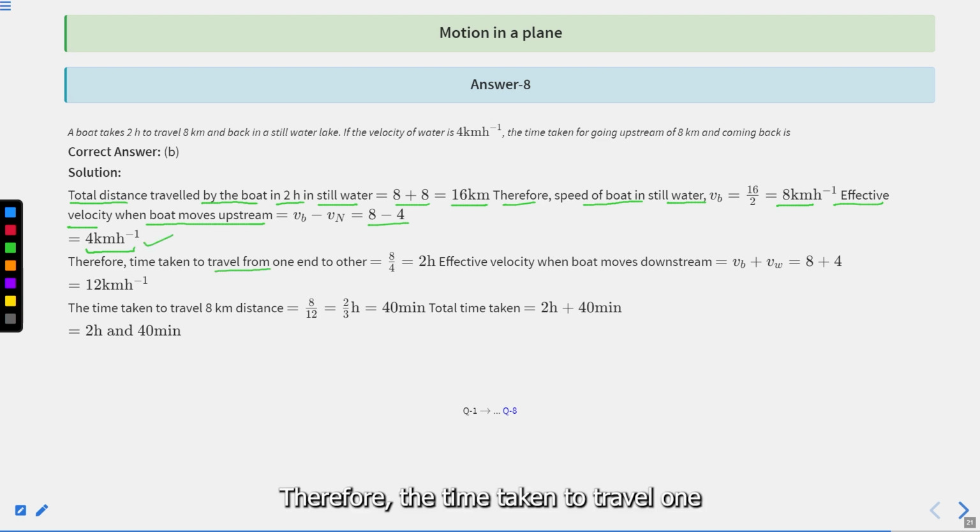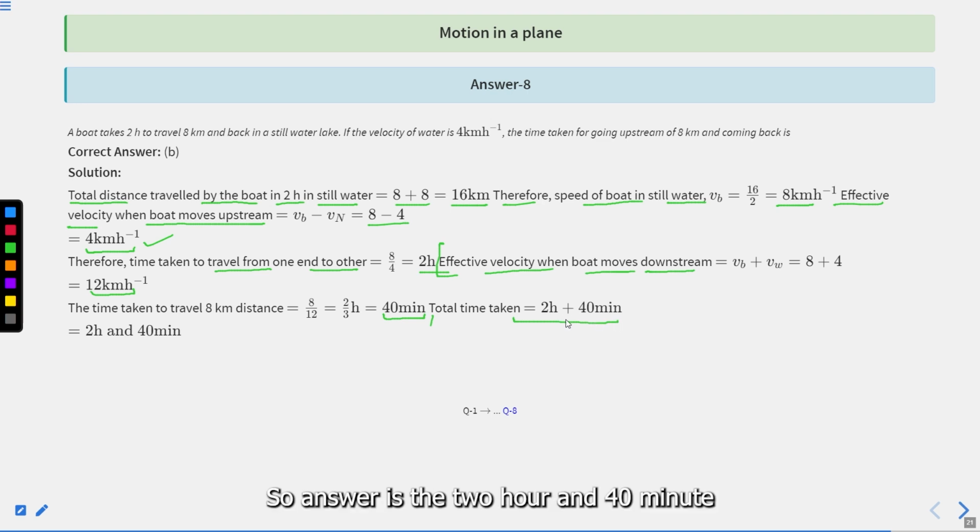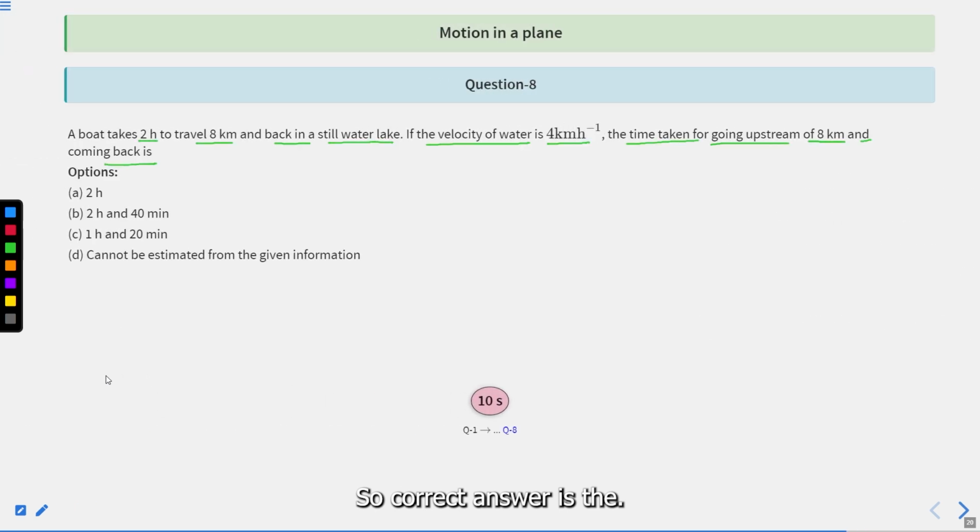Therefore, the time taken to travel one end to the other is equal to 8 by 4, which is equal to 2 hour. Effective velocity when the boat moves downstream is equal to VB plus Vw, equal to 8 plus 4, 12 km per hour. Clear? This is the effective velocity and this is the time taken to travel one end to the other. And the time taken to travel 8 km distance is 40 minutes. Total time taken is 2 hour plus 40 minutes. So the answer is 2 hour and 40 minutes. Clear? So the correct answer is B.